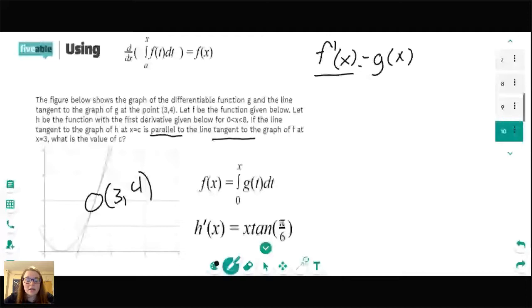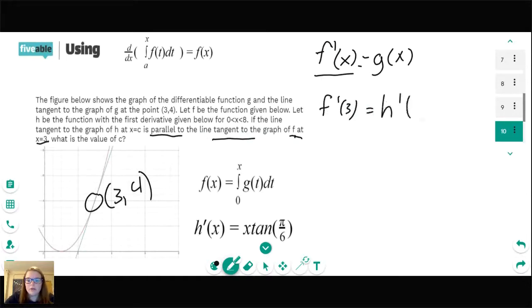Same slope, exactly. That's what we care about, the same slope. And we know slope in calculus is a derivative, right? So if we have the derivative, we want it to be parallel to that. So of f at x equals 3, we want f prime of 3 to equal h prime of x. It doesn't tell us, but we know we want their slopes. This is the slope of f, and this is the slope of h.